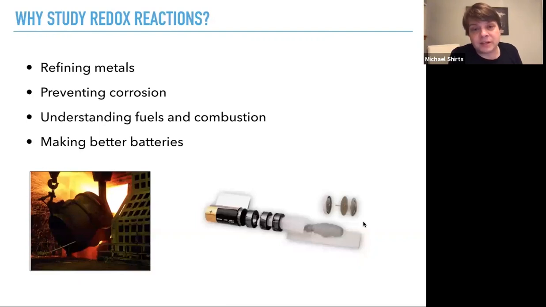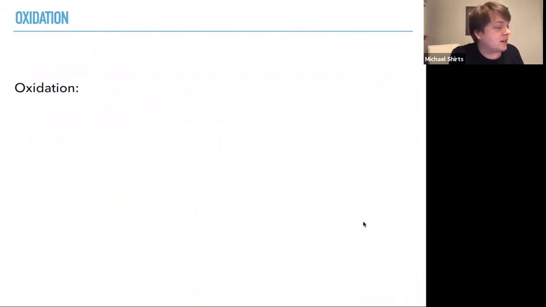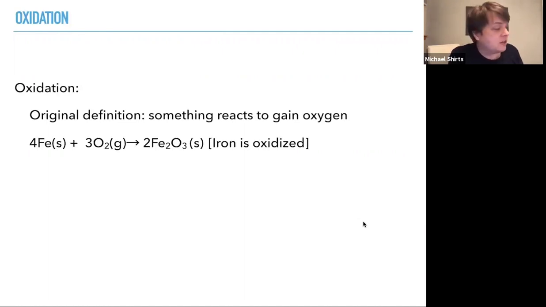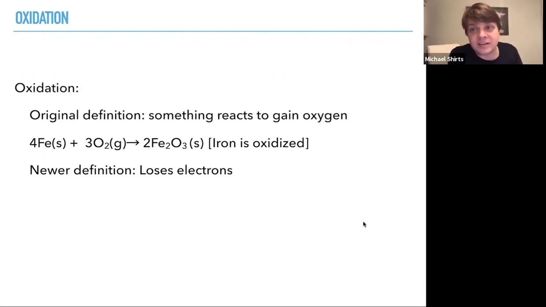This will become particularly important later when we're looking at electrochemistry. Okay, so oxidation. The original definition was something reacts to gain oxygen. For example, iron reacting with oxygen produces ferric oxide. So this is an example of clearly an iron gaining oxygen and resulting in a compound that's oxidized. The newer definition that is more general but describes all of the other oxidation reactions is that it loses electrons.